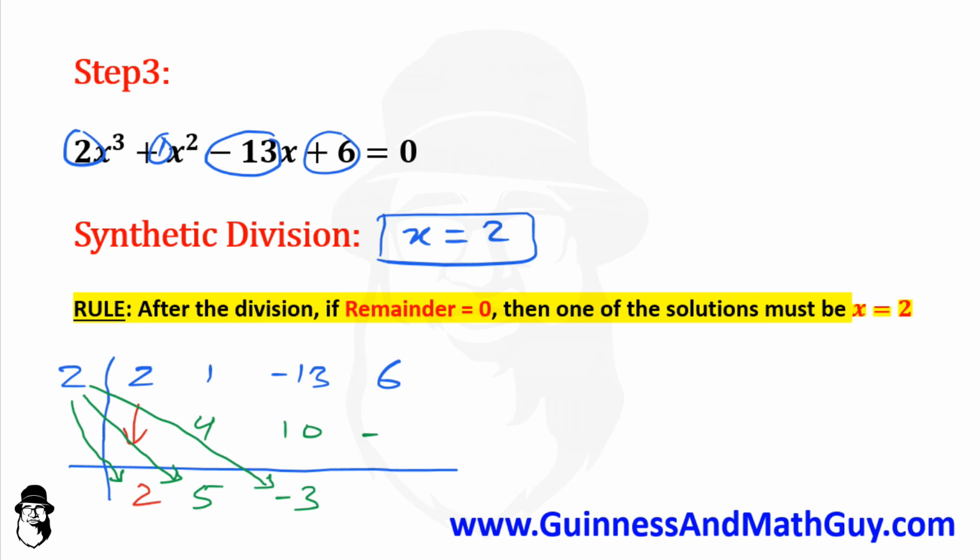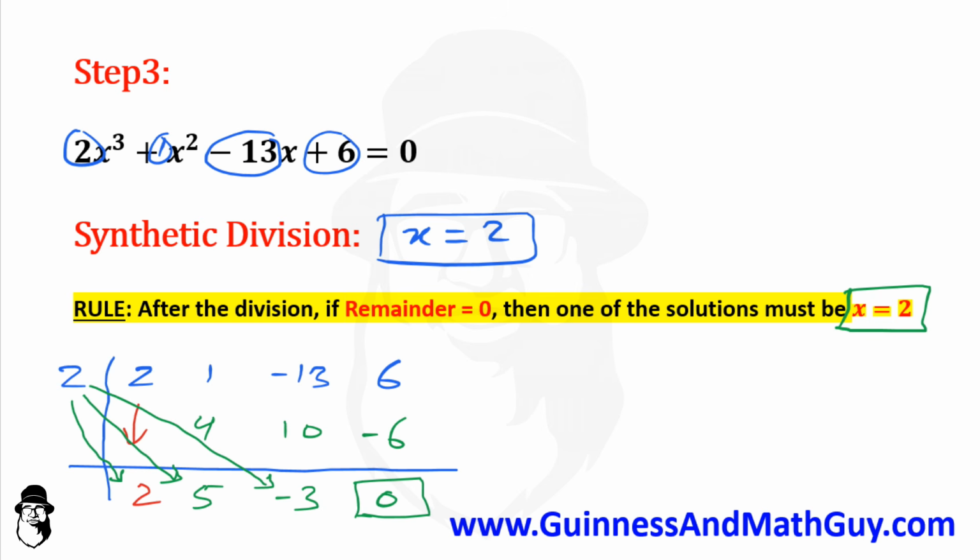By this it will be minus 6, and then we add these two. When these two are added, our answer is 0. And in the end, if the remainder is 0, then we know that x equals 2 is true. So one of the answers is 2.